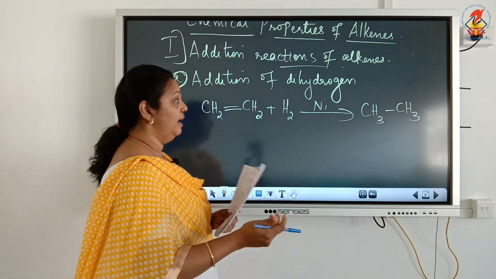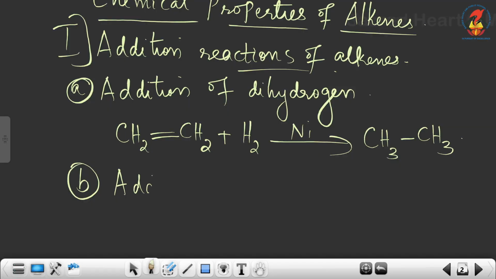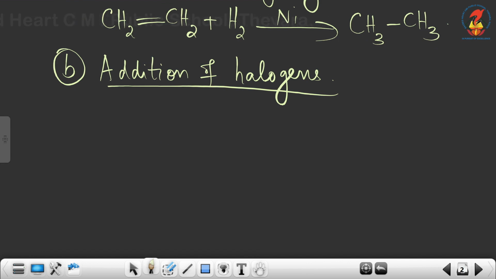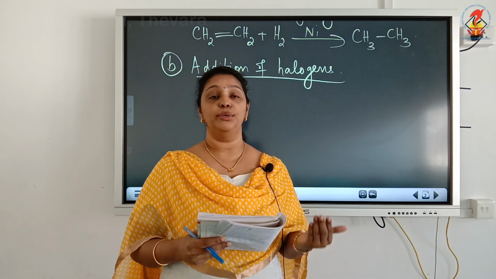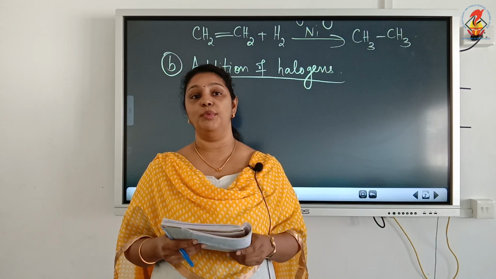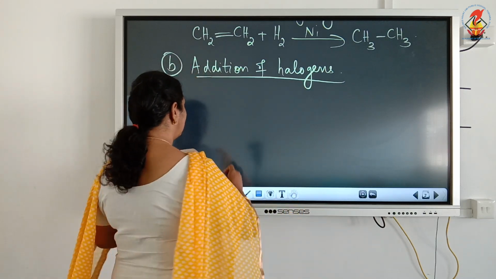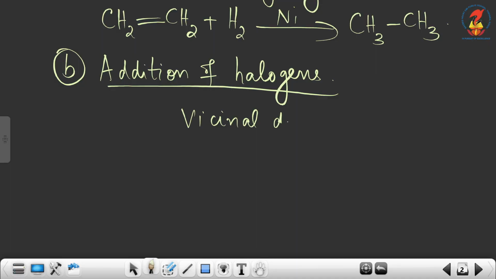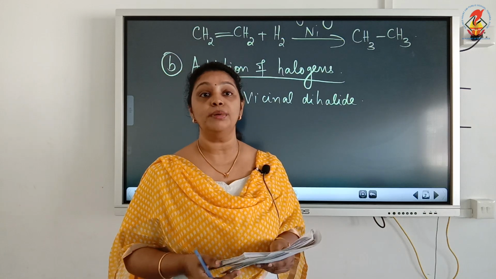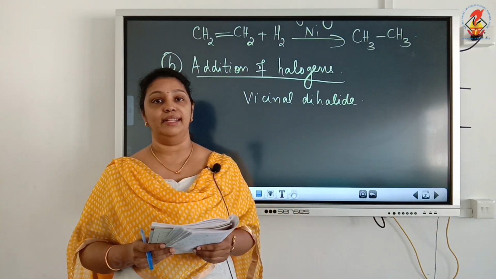Now, the next example for addition reaction is addition of halogens. Now, we know that halogens will add to alkene. When halogens add to alkene, the double bond breaks and the halogen atoms will attach to double bonded carbon atoms, and we get vicinal dihalides as the product. Vicinal dihalide means the halides in which the halogens are attached to adjacent carbon atoms. So, we get vicinal dihalide as the product.